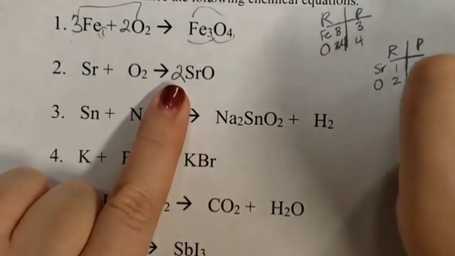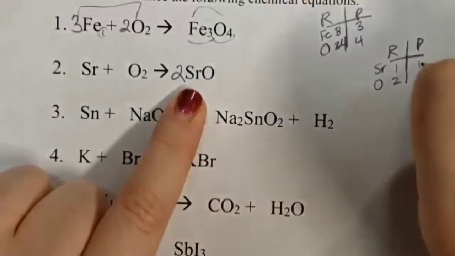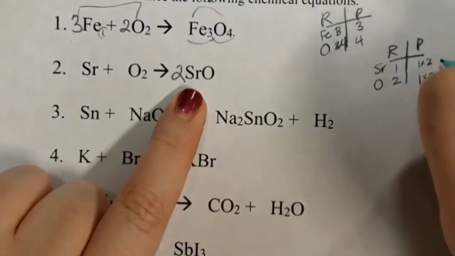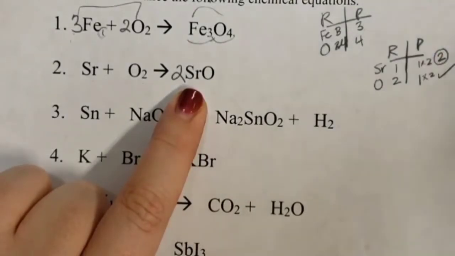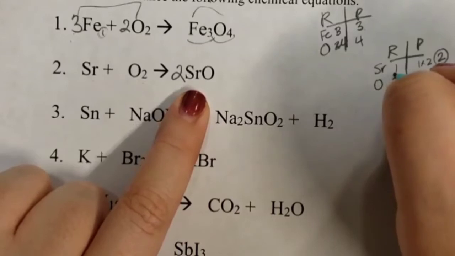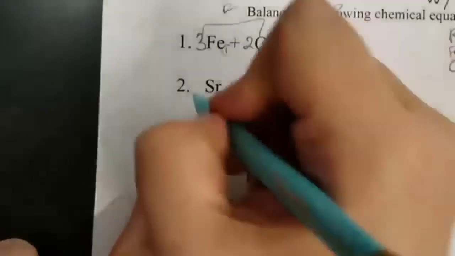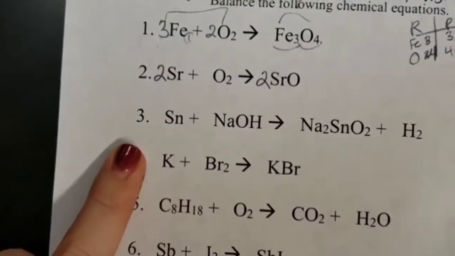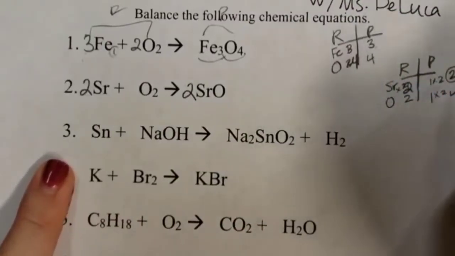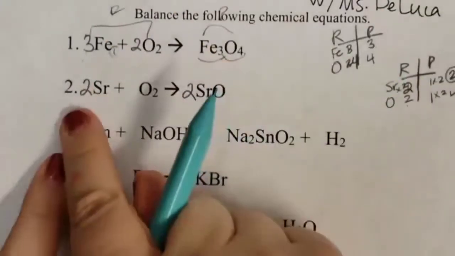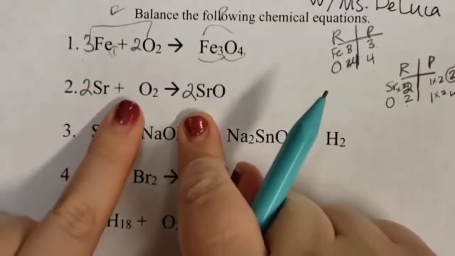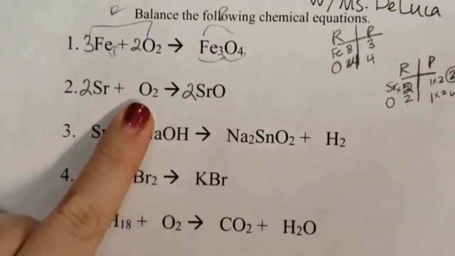That works. But now we've also changed the strontium. We also multiplied that times 2. So now we have 2, and we have 1 over here. Well, that's not going to work. So if we multiply this one times 2, now we have 2 and 2 for both elements. Okay?